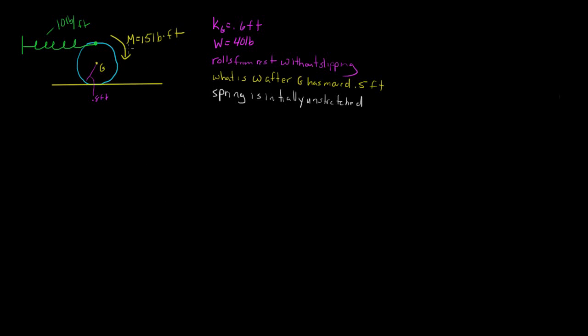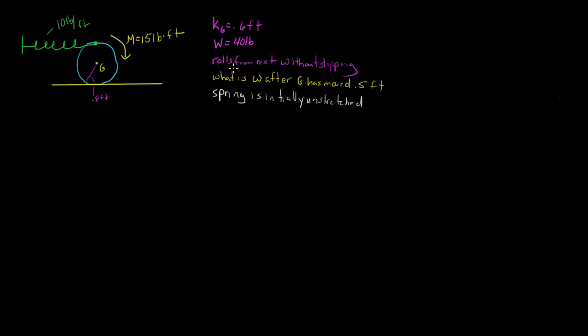Alright, in this problem we have this 40-pound wheel which is attached to a spring, and we apply a 15 foot-pound moment to it, and it makes our wheel rotate and move towards the right. We want to figure out what its angular velocity is after its center of mass G has moved 0.5 feet to the right. So after G has gone to this position, and this is our new G.